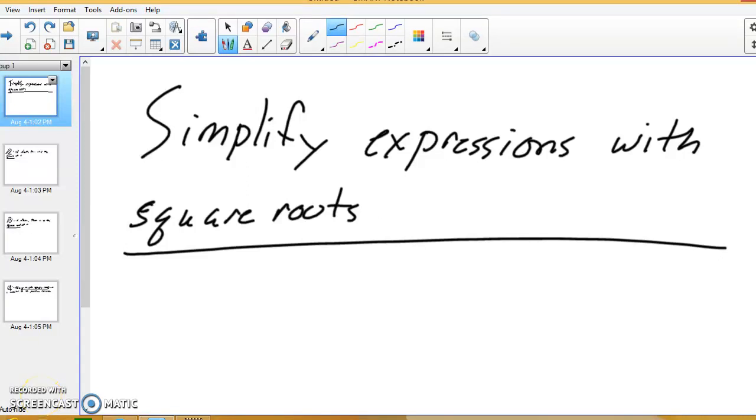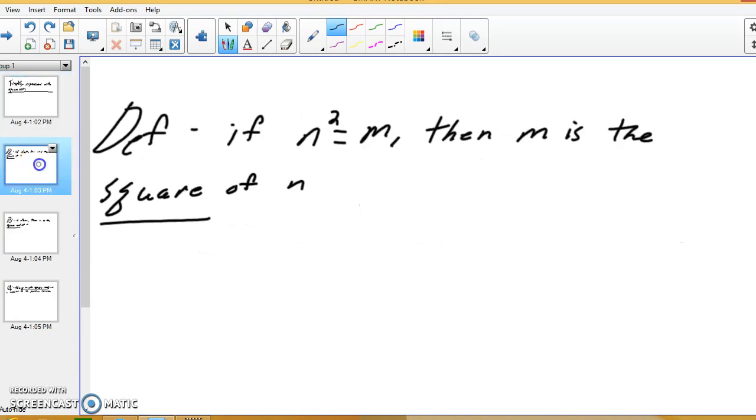In this lesson, we're going to learn how to simplify expressions with square roots. First, I'm going to go over a little bit of terminology. If n squared equals m, then m is the square of n. So what do I mean by that?